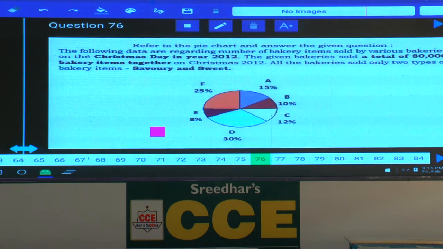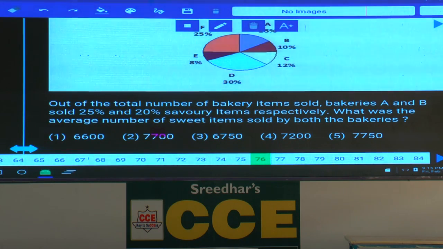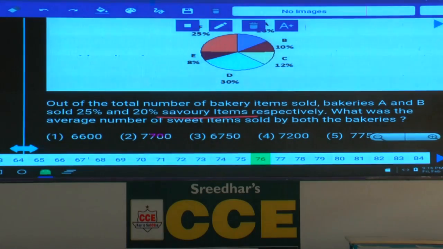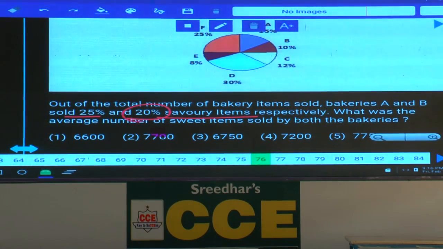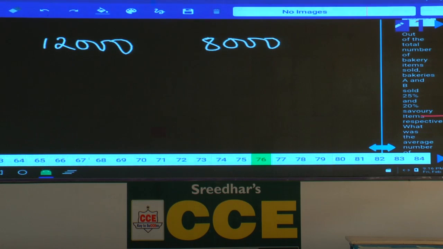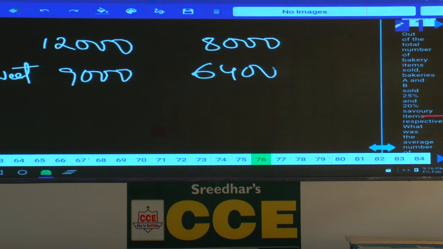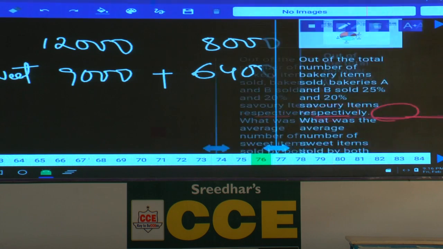Now look at your question again. From bakery A, savory items were 25%, and from bakery B, 20%. 25% in the sense 1/4. What is 1/4? 3,000. Then sweet items are 9,000. From bakery B, 20% occupy savory. 20% of 8,000 is 1,600. Then remaining 6,400.